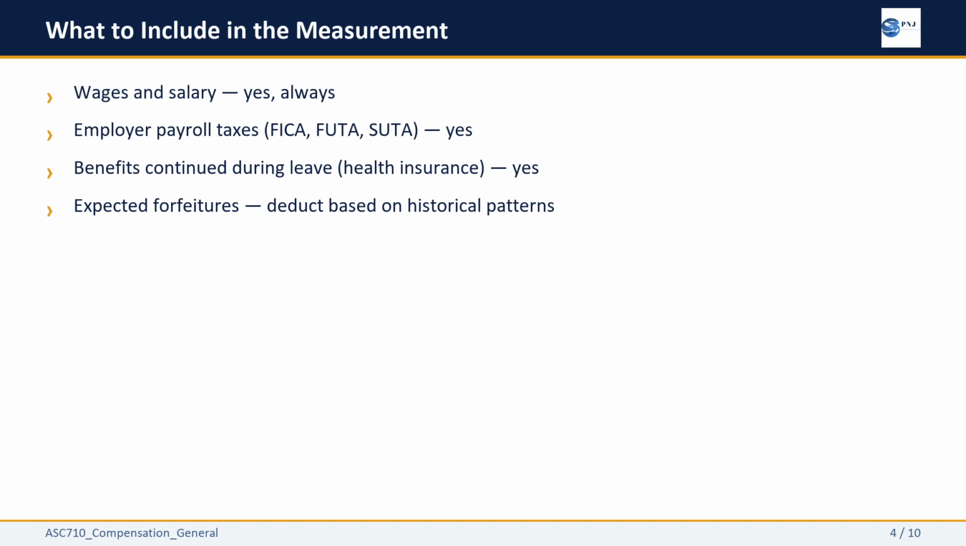The liability is not just the raw salary cost. Employer payroll taxes, including FICA, FUTA, and state unemployment taxes, must be included because the employer will owe those taxes when the absence is actually paid. If health insurance or other benefits continue during the leave period, include those costs too. And then reduce the total for expected forfeitures, the portion of accrued balances that history shows will never be taken or paid out. Use actual historical forfeiture rates rather than estimates pulled from thin air. The calculation is a liability, not a rough approximation.